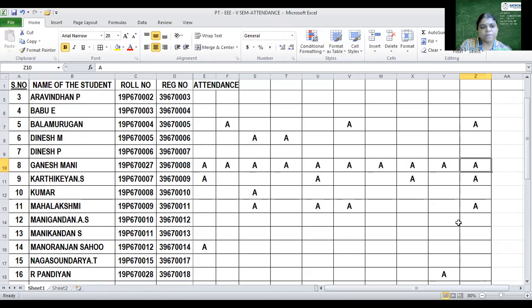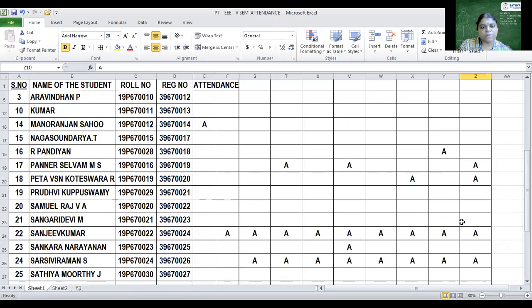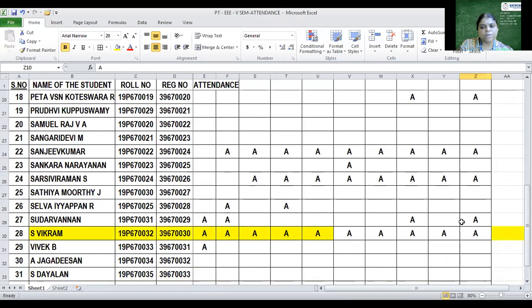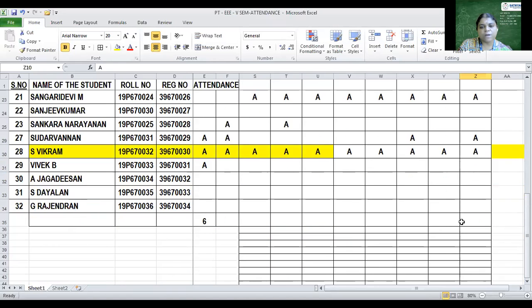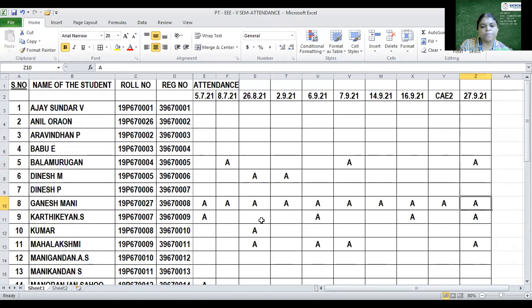Karthikeyan, yes, absent. Mahalakshmi, absent. Paneerselvam, Koteswara Rao, Sanjeev Kumar, Sir C.V. Raman, Sudarvanan, and Vikram are the absentees for today.